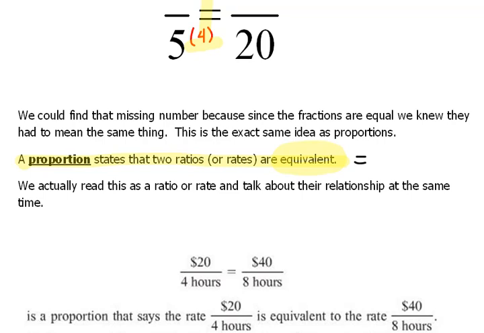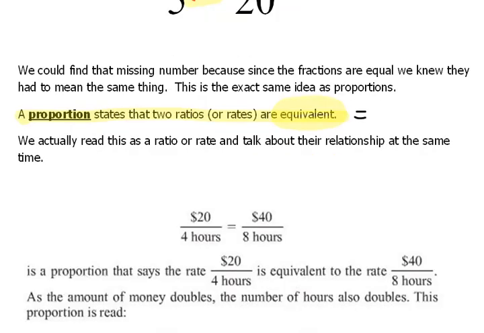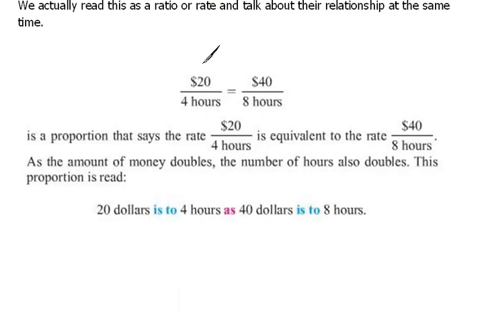When we deal with proportions, there is always an equals in there because we're saying that these things are the same. Now, when we read proportions, if let's say we have something that looks like this, $20 over 4 hours is equal to $40 over 8 hours. We're saying that those two things are equivalent, and hopefully we can see that they are, because if I were to multiply the 4 hours times 2, that would be 8 hours, and if I did the exact same thing to the top, $20 times 2 would be $40. So we're saying that as the hours double, the money doubles also. That's what that's talking about.